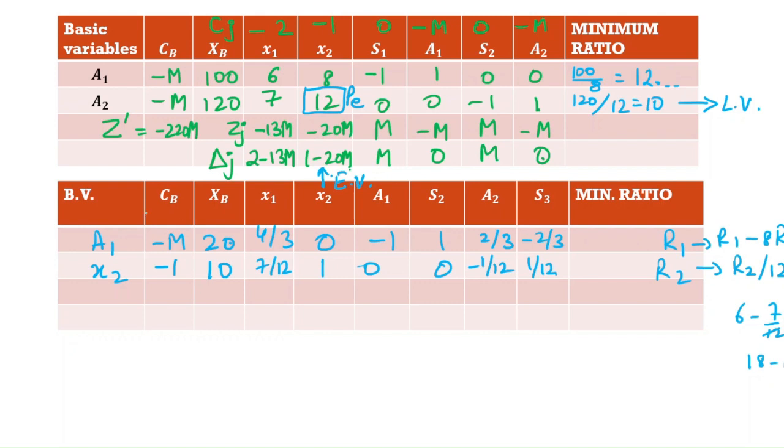So now when we'll calculate, Z dash would be equal to minus 10 minus 20M, and Zj and delta j we can calculate.